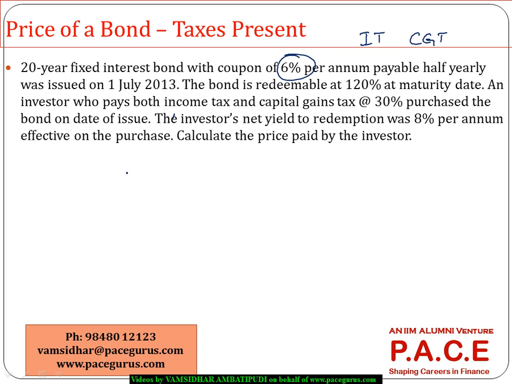payable semi-annually. Because it's 6% per annum, let's say the face value of the bond is 100. So per year 6 is the coupon that is paid, which means semi-annually, every half year, 3 rupees is the coupon that is getting paid. And the bond is redeemable at 120% at the maturity date. So after 20 years, the same bond can be sold at 120 rupees.